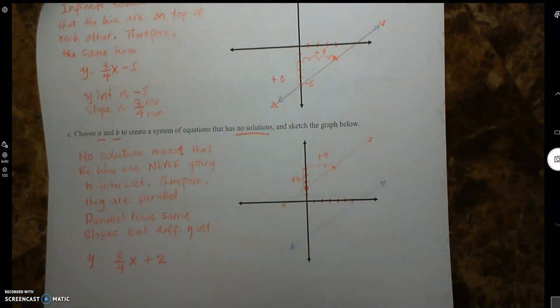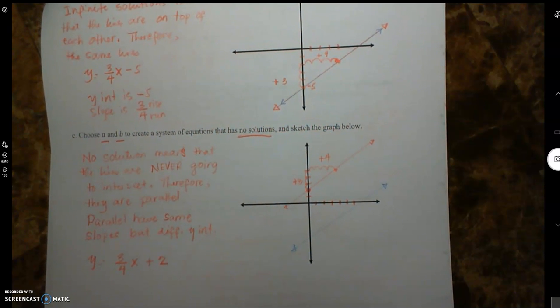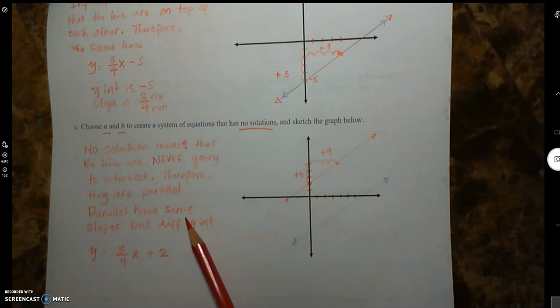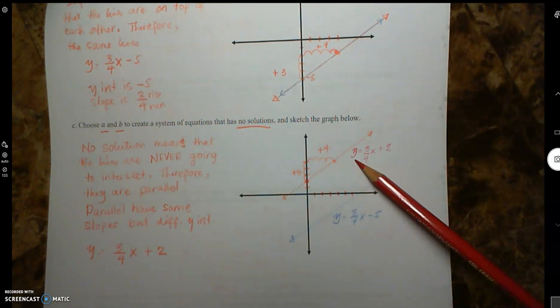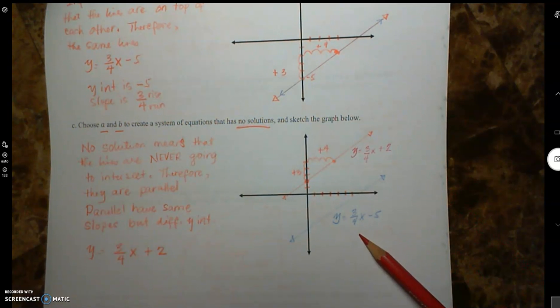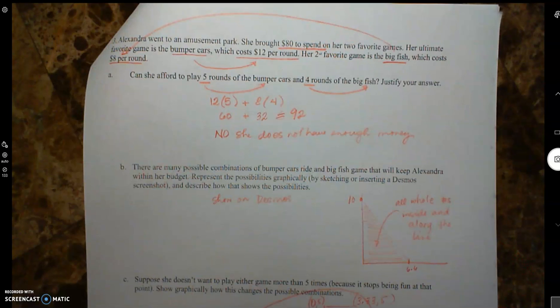Let us now go to letter C, and it says here, create a system of equations where A and B will have no solution, and this will only happen if your graphs don't intersect. They will not intersect if the lines are parallel. So how do you create parallel lines? It is when the slopes are the same, but the y-intercepts are different. So therefore, I created this line, y equals 3/4 x plus 2, which is parallel to y equals 3/4 x minus 5.